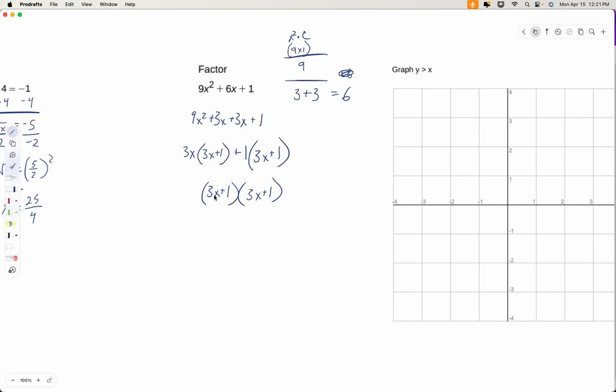Now, I'm not sure which lesson it is, so I couldn't go back and look at the blanks. If you have two blanks, then you're going to write them individually. If you have one blank, then it's 3x plus 1 squared. So if you have two blanks, then you need to write them separate. If you have one blank, then you write it like that, okay? So depending upon what the question is asking you to do, two blanks or one blank.